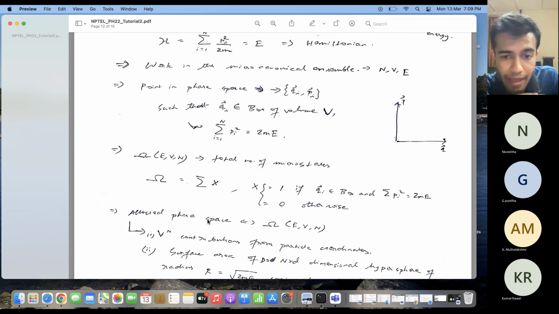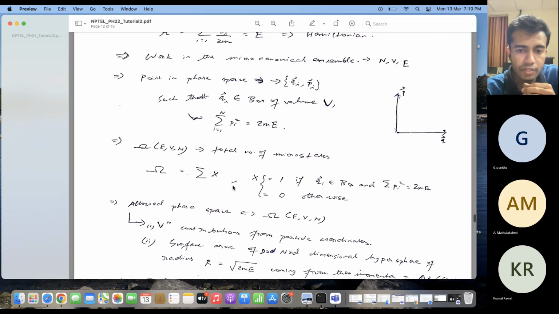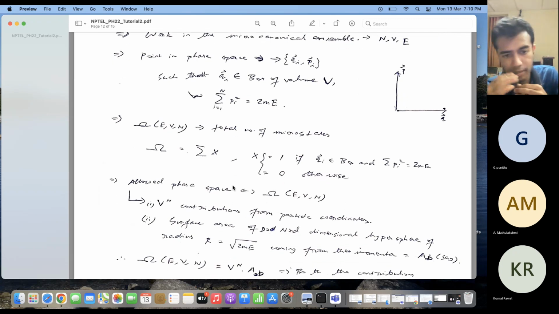So as you can see, the macro state is defined by the volume of the box, the total number of particles, and the internal energy, right? So the number of microstates can be written as a summation over a quantity x, where x is equal to 1 if the position and the momentum coordinates satisfy that macro state, that is, if they satisfy this constraint. Otherwise, x is equal to 0. So by summing over the x's, I can calculate the total number of microstates.